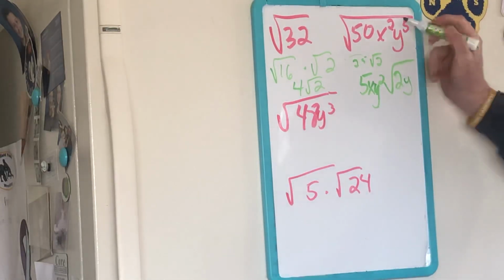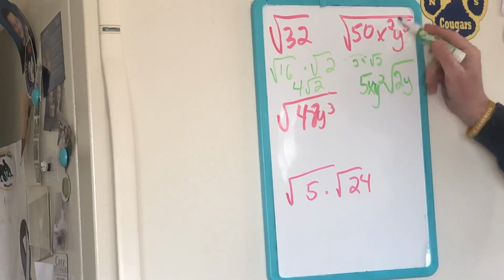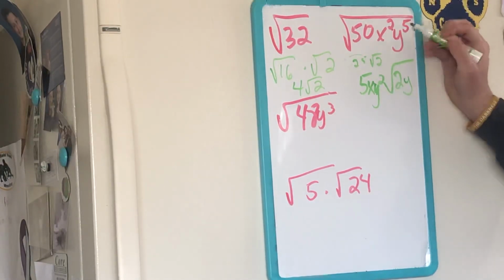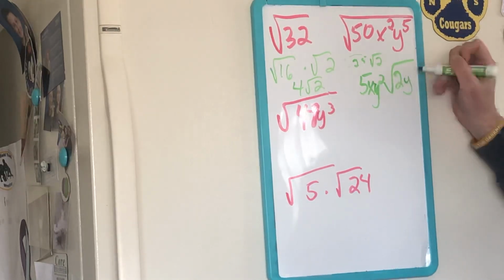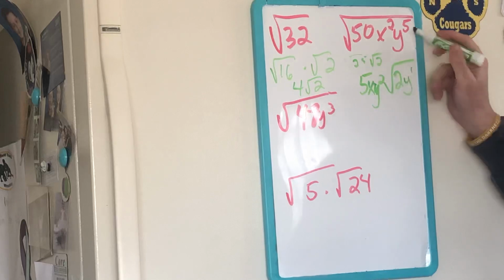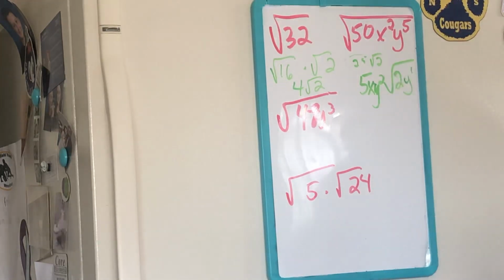Okay? If I have an even exponent, everything's going to end up outside. It's just in half. The exponent becomes half. If I end up with an odd exponent, that means I leave 1 inside, and then the rest goes outside. And again, you take half. I took 1 away, that's 4. Half of 4 is 2.